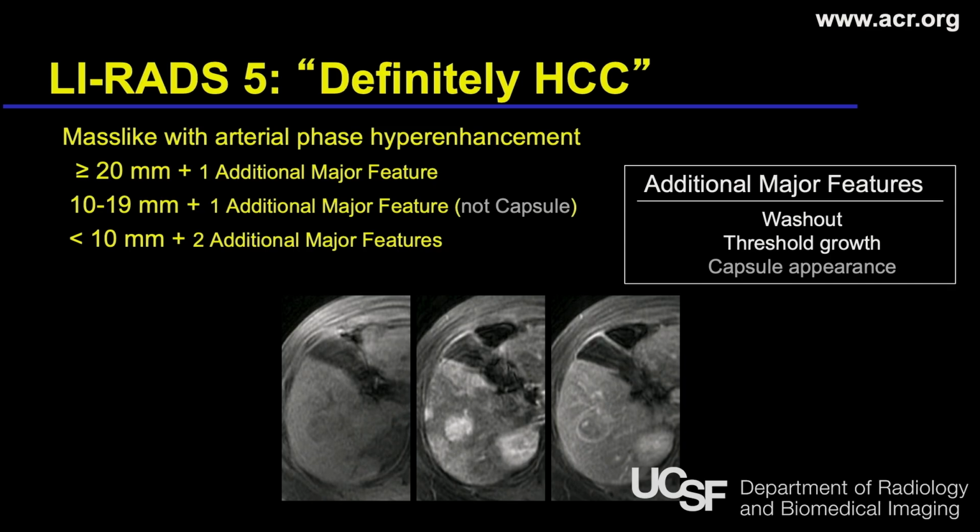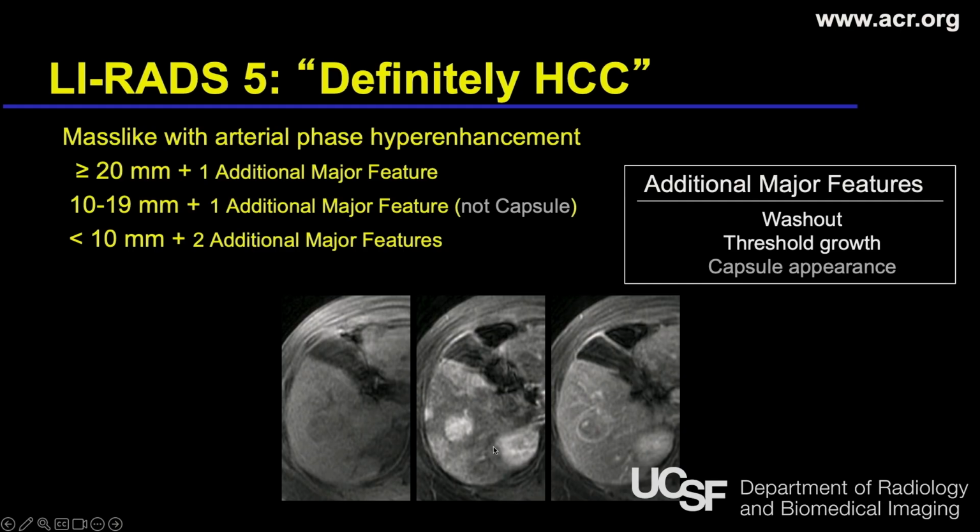Basically, there's a size criteria. If it's bigger than 10 millimeters and you have either washout or growth beyond a certain point, that's definitely hepatocellular carcinoma. And it's amazing, no biopsy is needed. You just go straight to liver transplantation or go straight to treatment of that lesion without any biopsy taken because the imaging features are so suggestive. If you have a focal mass with arterial phase hyperenhancement and either growth or washout on a delayed phase. And washout is defined as having lower signal or attenuation than surrounding normal liver parenchyma.